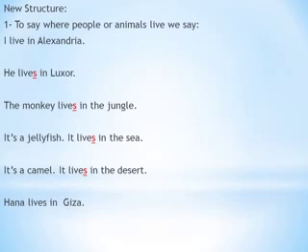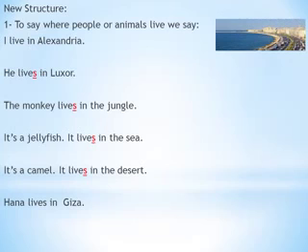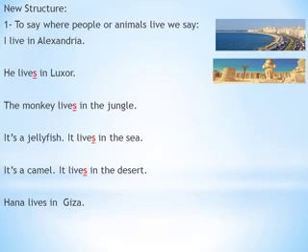To say where people or animals live, we say, I live in Alexandria. He lives in Luxor. Here we added s to the verb live because the subject pronoun is he. With he, she, it and singular noun we add s to the verb. مع he, she, it singular noun الاسم المفرد we add s. بنضيف s to the verb. Okay? Look at the next example.